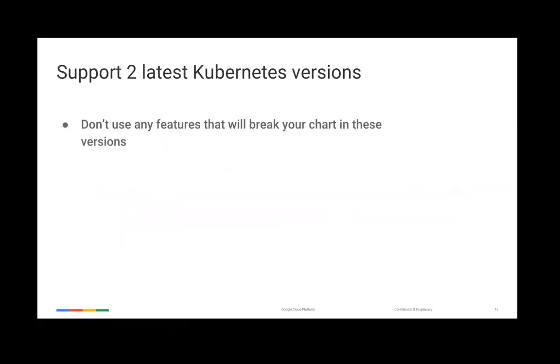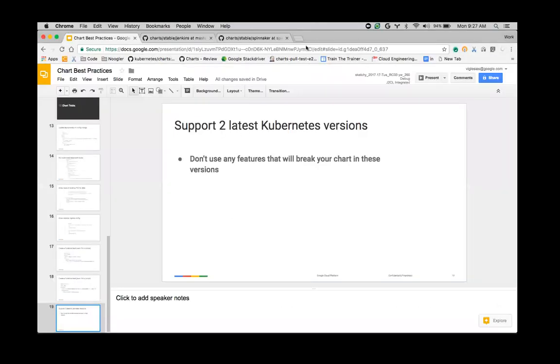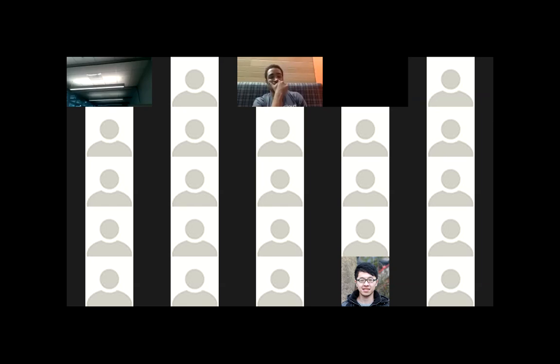Lastly, we're trying to support the 2 latest versions of Kubernetes. So right now we're trying to support 1.6 and 1.5. So don't use any features that would break the defaults of your chart if someone was running on the latest 2 versions of Kubernetes. And that's not super hard to do, but it does take a little bit of conscious effort looking at the types of features and manifests that you're using. And that's it. Are there any that I missed or that people think are important or emerging patterns?